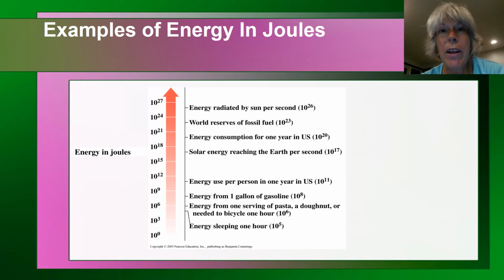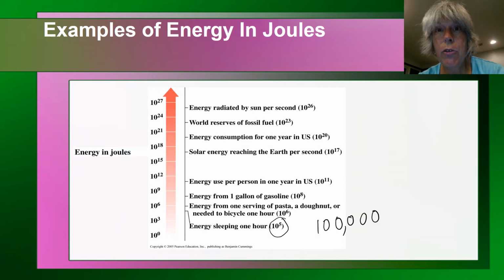So just from everyday experience, we have a little bit of idea what a calorie is. But we don't have much experience with joules. So here's a table that tells you a little bit about a joule. If you sleep 1 hour, you're going to spend 10 to the 5th joules. So that would be 100,000 joules. If you had a serving of pasta or a donut, or if you were bicycling for an hour, that would be equivalent to 10 to the 6th joules, which is 1,000,000. So joules, you can see, are a very, very small unit of energy.